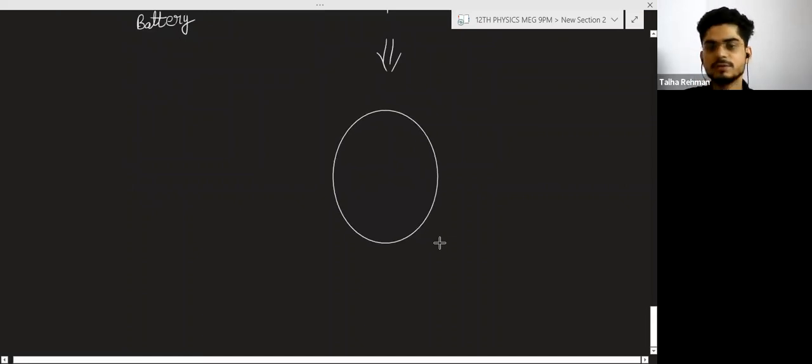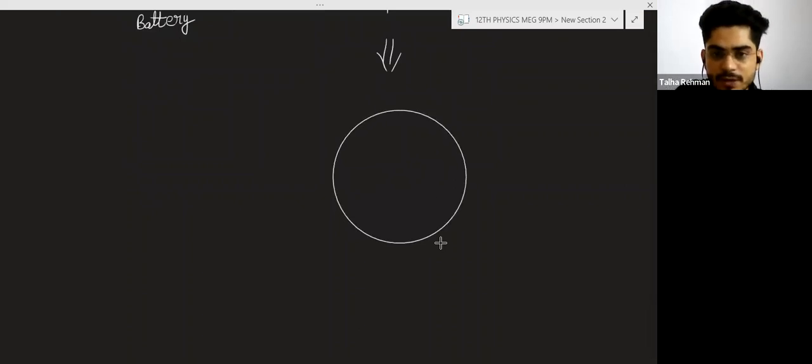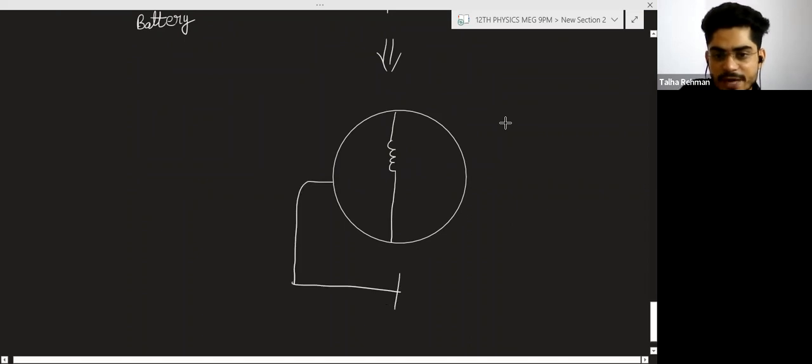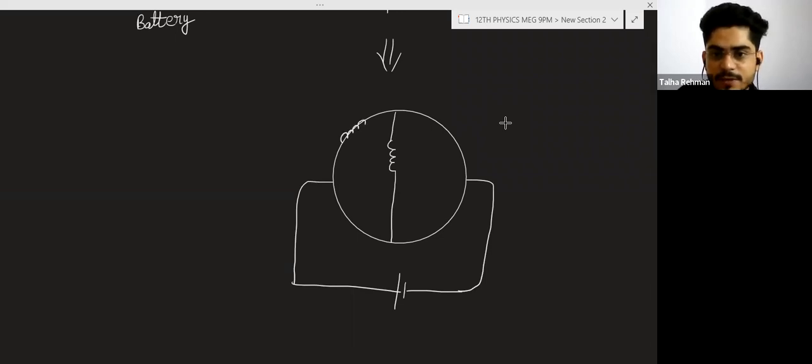Please focus here. So what will happen? I am just connecting a resistance here like this, and I am connecting this circular wire with some battery here. I am connecting resistances here and here. This is R1, this is R2, this is R3, this is R4, and this is R5.